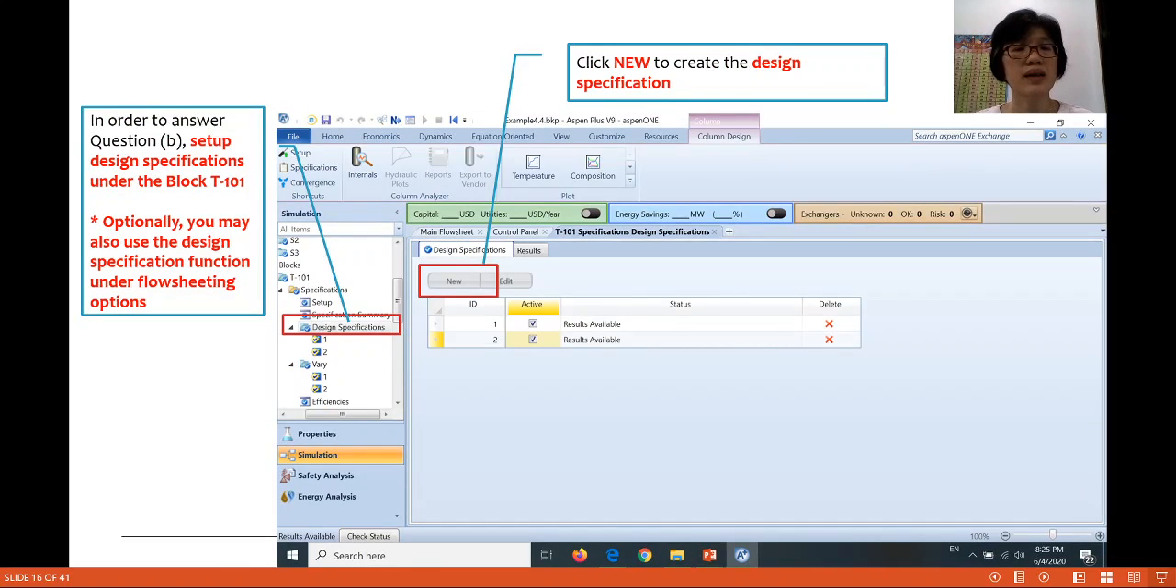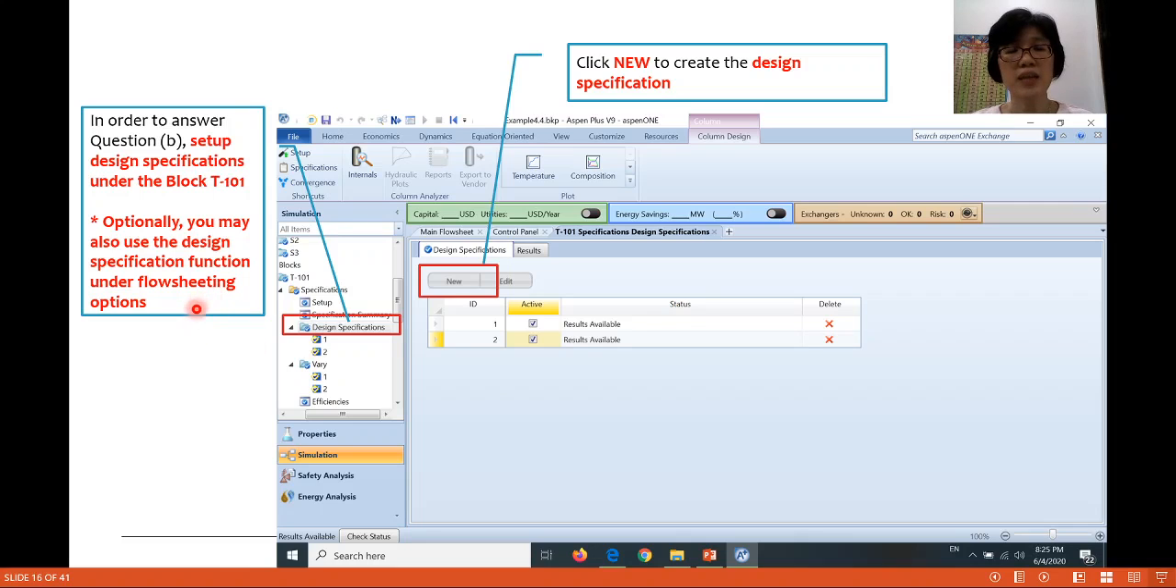As I mentioned earlier, for question B, you need to use the design spec vary function. You need to set the target, and then you have to vary the operating parameters accordingly, so that you can get the product with desired purity. Okay. So here, under the block T101, you will have a function of design spec and also vary. This is a little bit different from the design spec that we learned before, in terms of configuration.